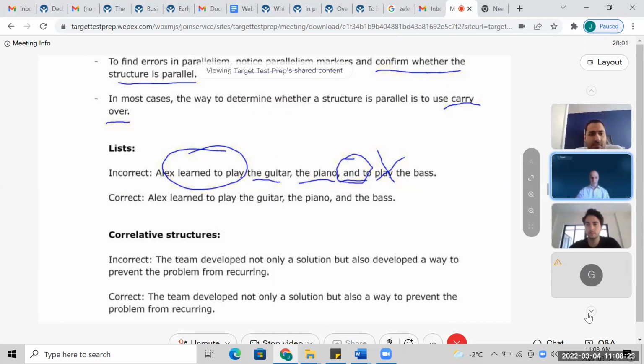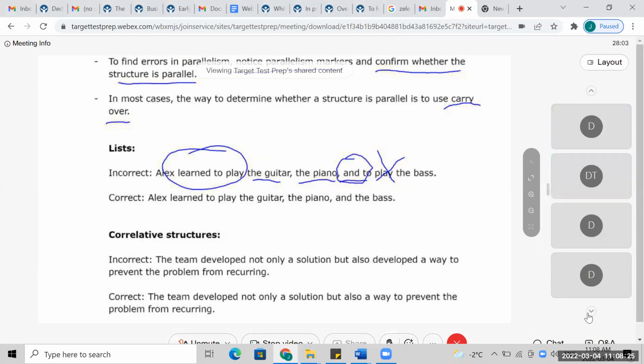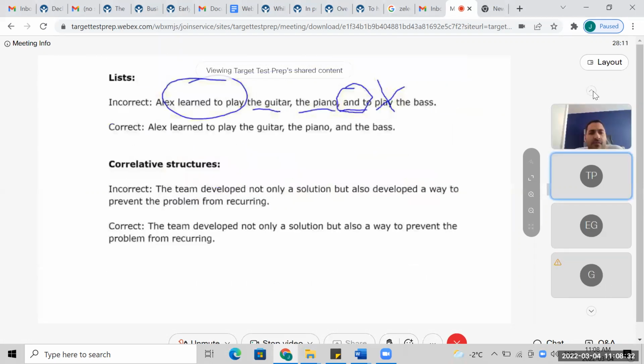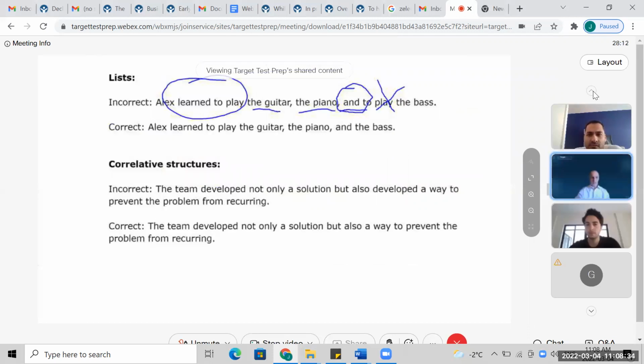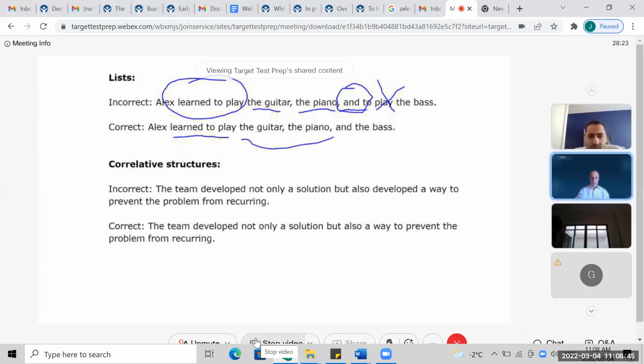And we carry over what introduced the list and discover that it doesn't work. This is going to work in every sentence correction question that has parallelism. Okay, the correct version obviously is: Alex learned to play the guitar, learned to play the piano, and learned to play the bass. It works. So all we do is carry this over to these three spots, and we see that it works. Cool, very simple. Anytime you see a list with a coordinating conjunction, just carry over.